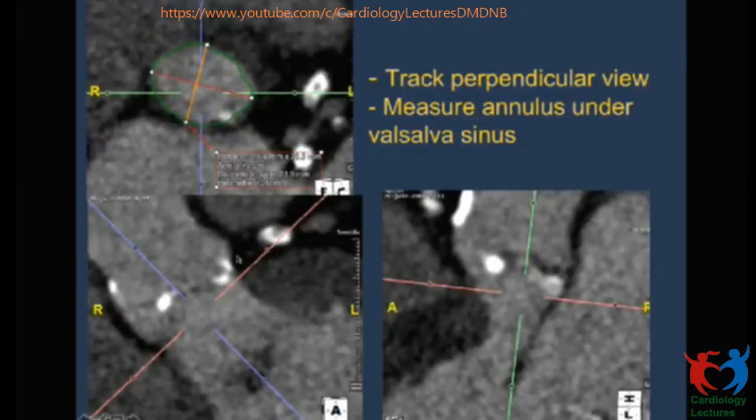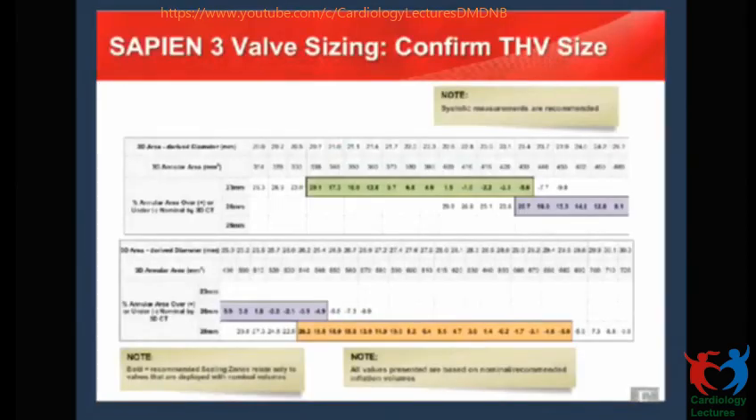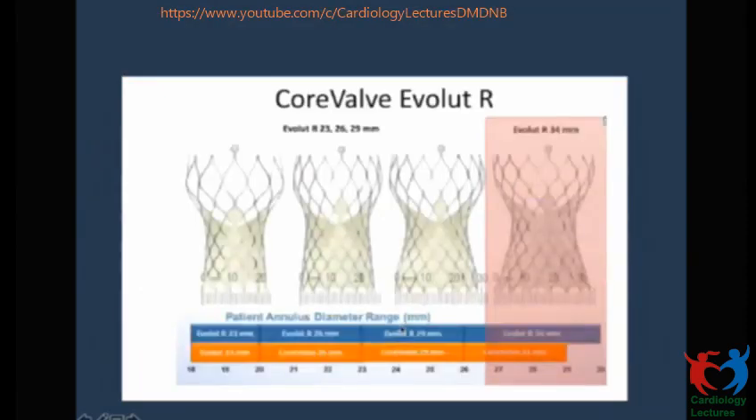So here, this is an example. You check perpendicularity on both views, and you measure your annulus here, a little bit below your Valsalva. Okay, you draw a circle, and it gives you the diameter, 21.9, or an area. This is the diameter derived from the area for the SAPIEN 3, and you will use the diameter derived from the perimeter for the Evolut R or Evolut Pro. Okay, and then you have this table that will give you, according to the area, the valve that you have to choose for the SAPIEN 3, and this one is for the Evolut R, Evolut Pro.